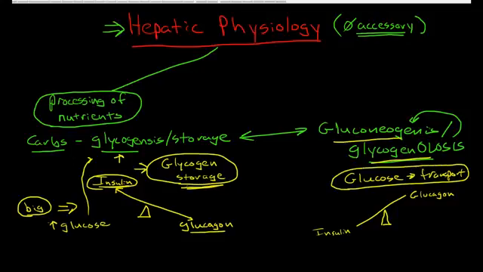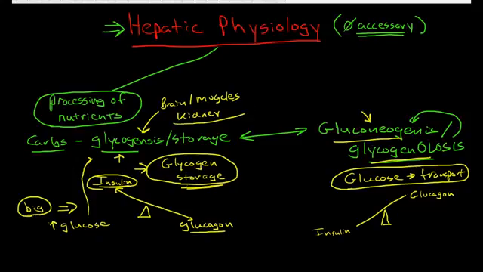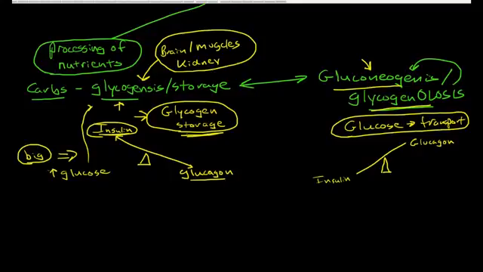Now, I just want to make the point here that the liver is not the only place in the body that can engage in glycogenesis or gluconeogenesis. This can also occur in the brain and the muscles and some other tissues as well. The kidney actually is a very important organ that's also involved. But the liver has a very significant function here. Okay, so what other nutrients? Processing of nutrients.